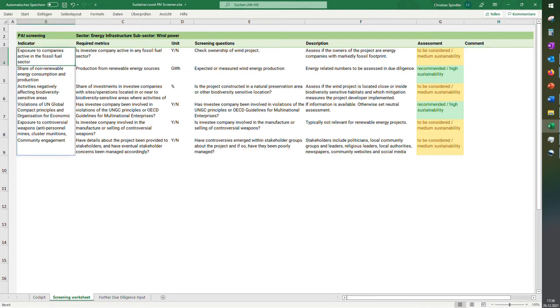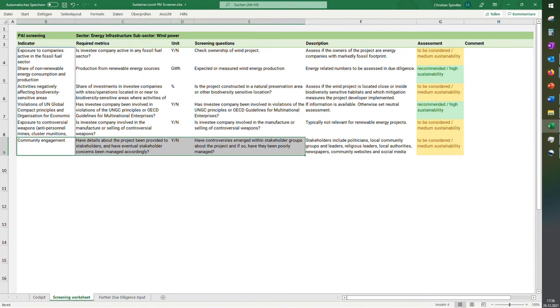In case of wind power projects, a relevant indicator in the screening is whether the project company is also active in the context of fossil fuels. Most often, this can be determined by a quick review of the ownership of the project. In this example, the first 5 questions are SFDR's principal adverse indicators. The 6th entry asks another question the wind project investor should pose himself or herself regardless of the PAIs.